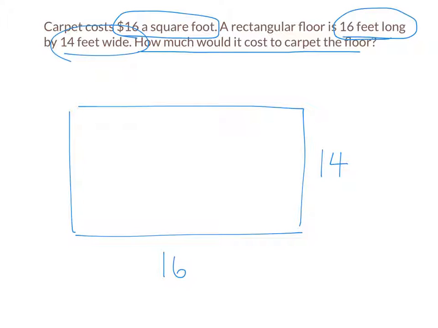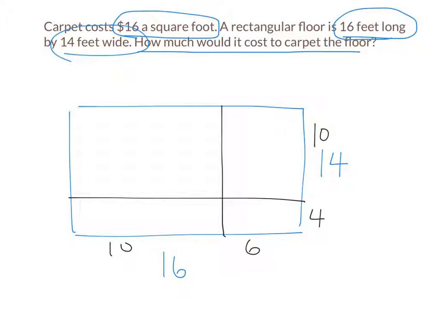Yes. Okay, how can I split up 16 to make it easier to multiply? I can change it to 10 plus 6. Do you guys agree? I can split it into two different rectangles that are 10 and 6. Emily, what about 14? How can I split up 14? 10 and 4. Ooh, I can do the same thing. I could do 10 and 4. So now I have 4 smaller rectangles that are much easier to find the area of.